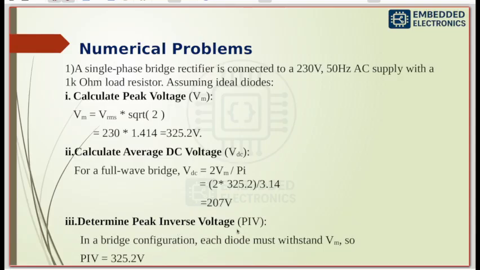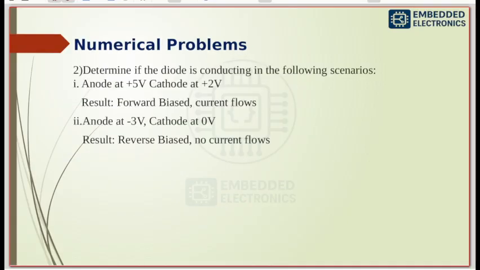For peak inverse voltage, in bridge configuration each diode must withstand Vm, right? So PIV, peak inverse voltage, equals Vm. Vm is nothing but 325.2 volt.